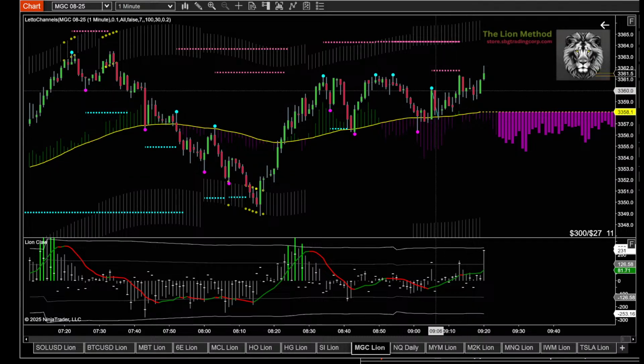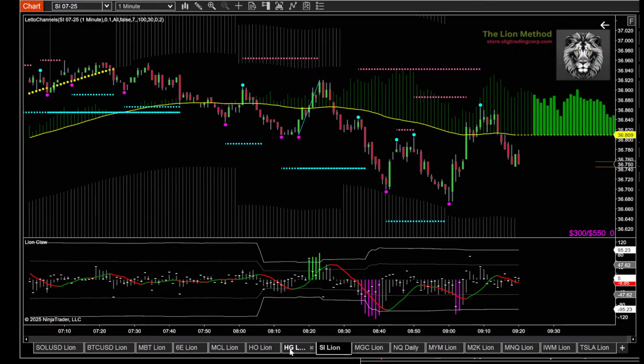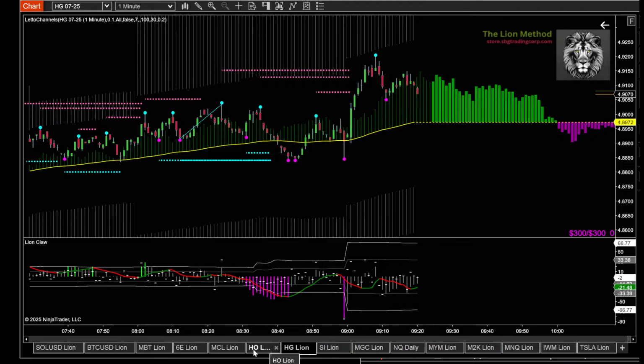Now, if I were to trend trade this, I would have gone long here. My target would have been here. Second target, if I was really feeling lucky, would have been the lower edge of this overbought channel up here. But again, I don't trend trade much.